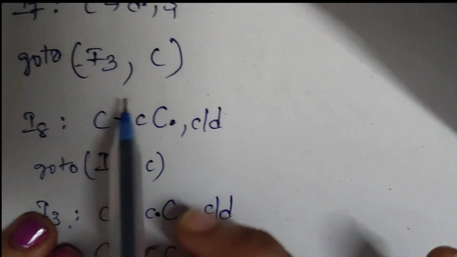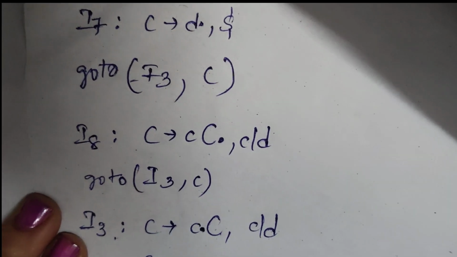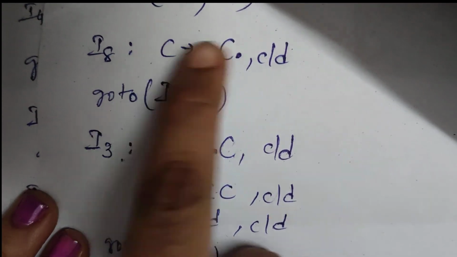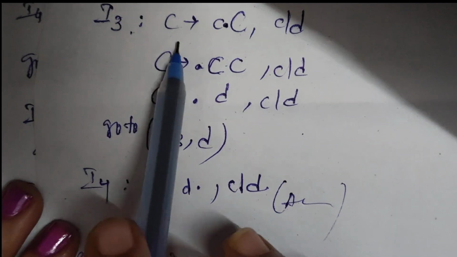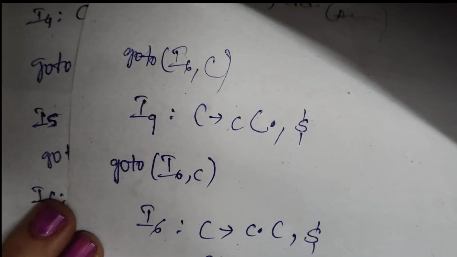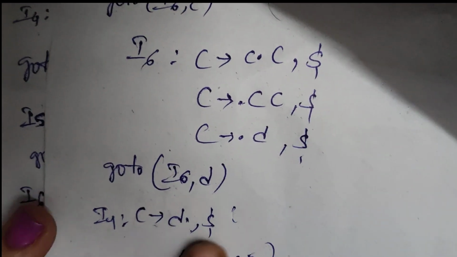Now we need to go to I7. In I7, do we have anything to shift? No. The dot has reached the end, so stop calculation. In I8 also the dot has reached the end, so stop calculation. I3 we already did, I4 we already did, and in I9 there is nothing to shift because the dot has reached the end. I6 we already did, so there is nothing.